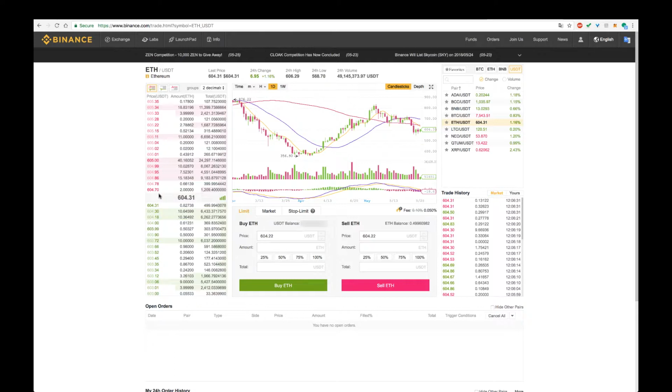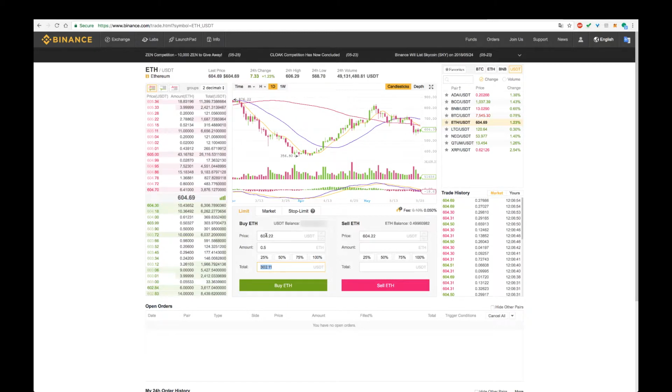Now, limit order, as I said before, is I want to sell at a particular price or higher. I don't want to let my Ethereum go for less than a particular price. Buying is the opposite. Buying is saying I only want to buy if it's less than a certain amount. So let's buy another 0.5 Ethereum. And then I get to set my price.